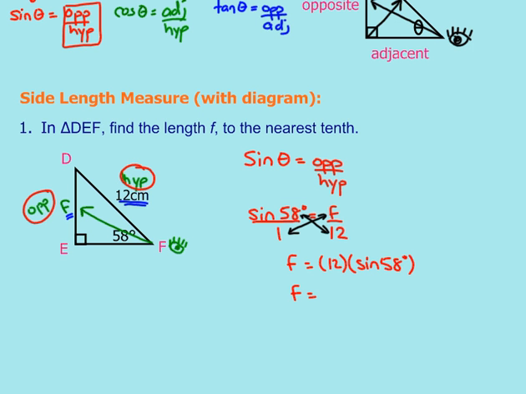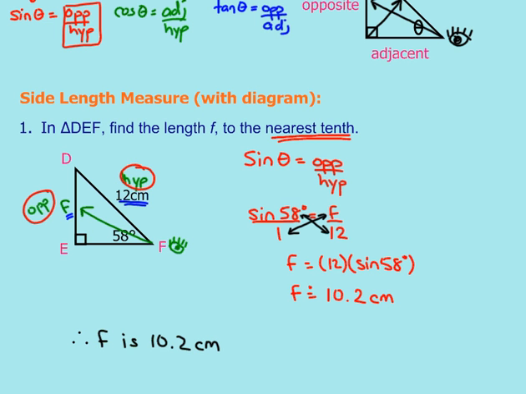12 times sine 58, let's see, 12 times sine 58. I got 10.17, and so on. They want you to round to the nearest tenth, which is 1 decimal place, and that means the 7 is going to round up that 1 to a 2. Okay, so we've rounded. I want you to put an approximation sign, and then we're also going to put the units, centimeters. Since this is a word problem, we're just going to put a therefore statement. F is 10.2 centimeters long.